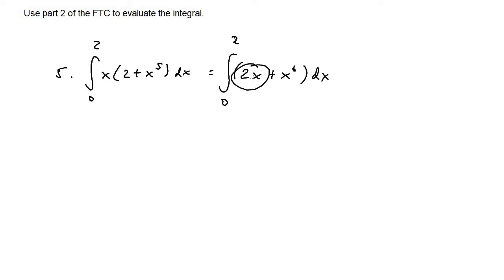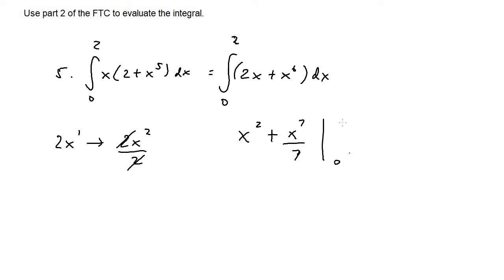Now the integral, or the antiderivative of 2x, remember it's 2x to the 1st, so we add 1 to the power, divide by the same power, 2x squared over 2. The 2's will cancel, and so the antiderivative of 2x is going to be x squared. So we'll get x squared plus the antiderivative of x to the 6th. Once again, we add 1 to the power, divide by that same power, so x to the 7th over 7. Let's go ahead and evaluate from the bounds of 0 to 2.